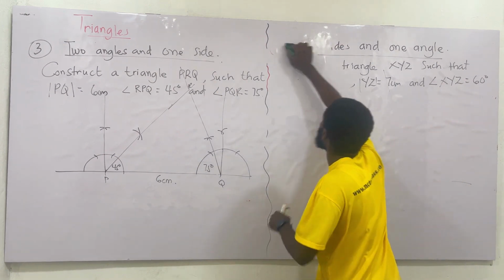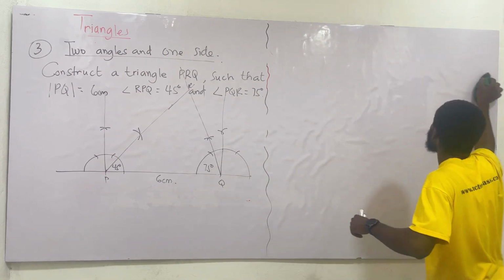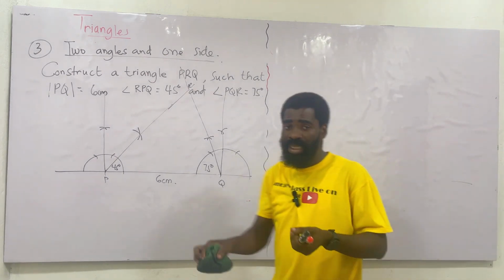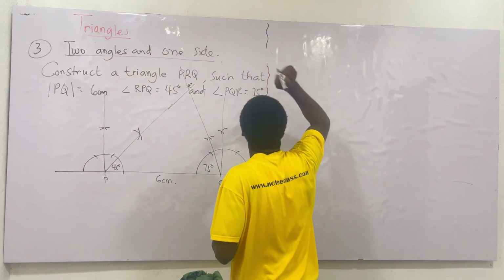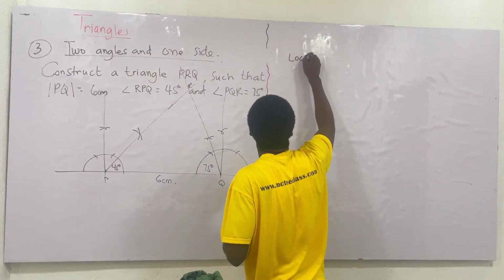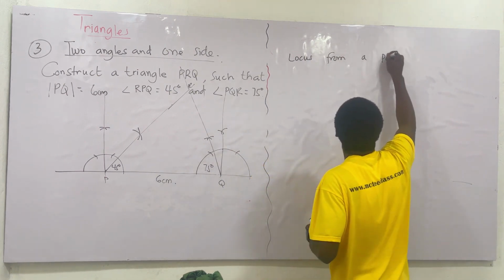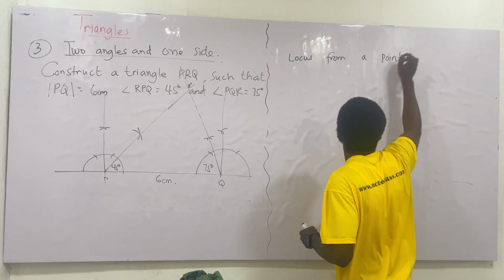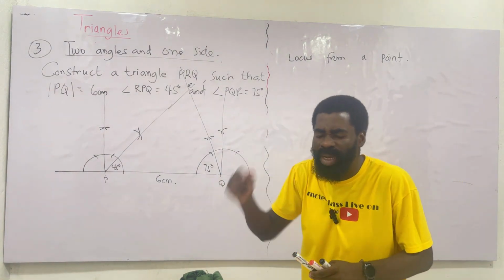Now, this locus will come from just one point. So I've given you locus from 2 points and from 3 points. The 3 points is the one that holds the line. So this time, locus from a point. Anytime you hear locus from a point, you are going to draw a circle. That point becomes your center, and the question will give you a radius.